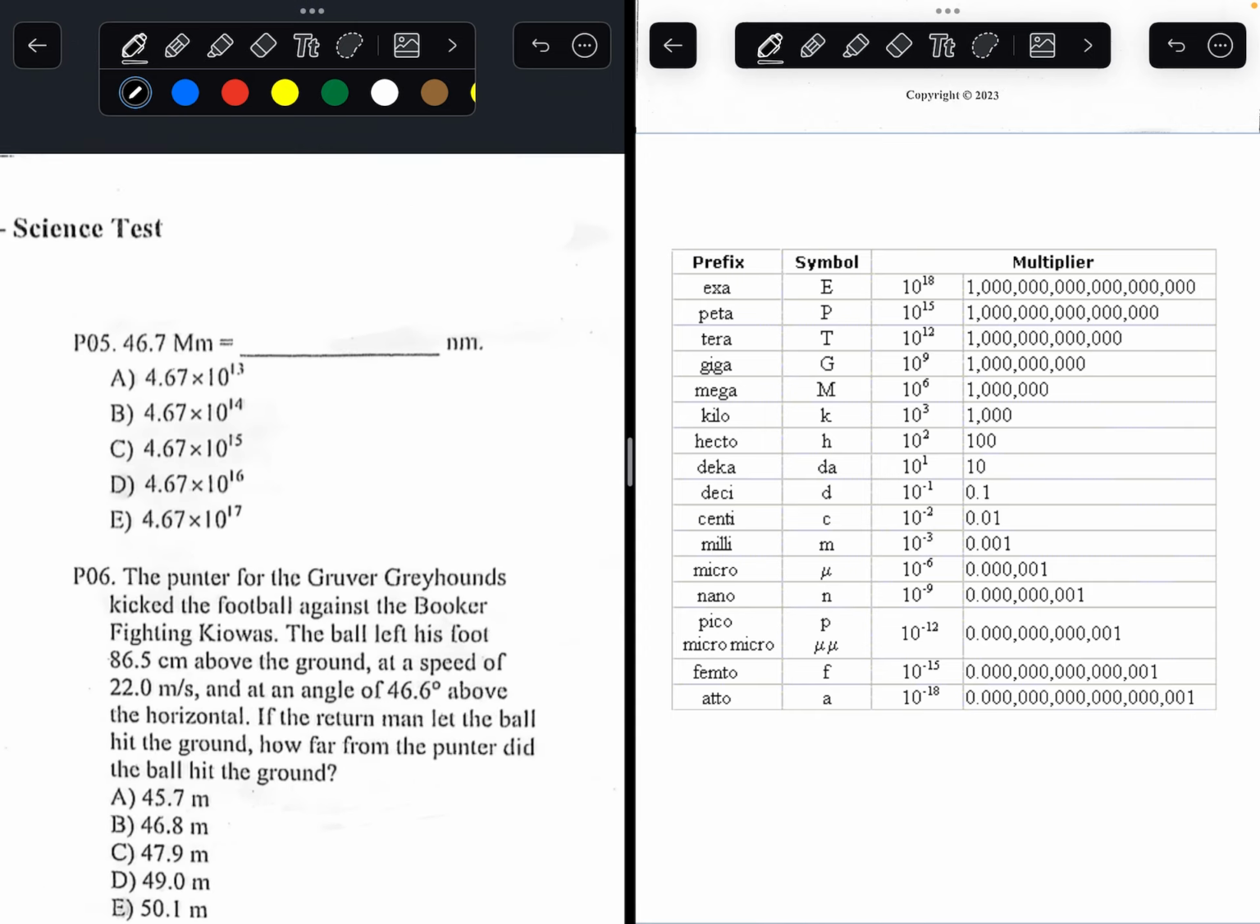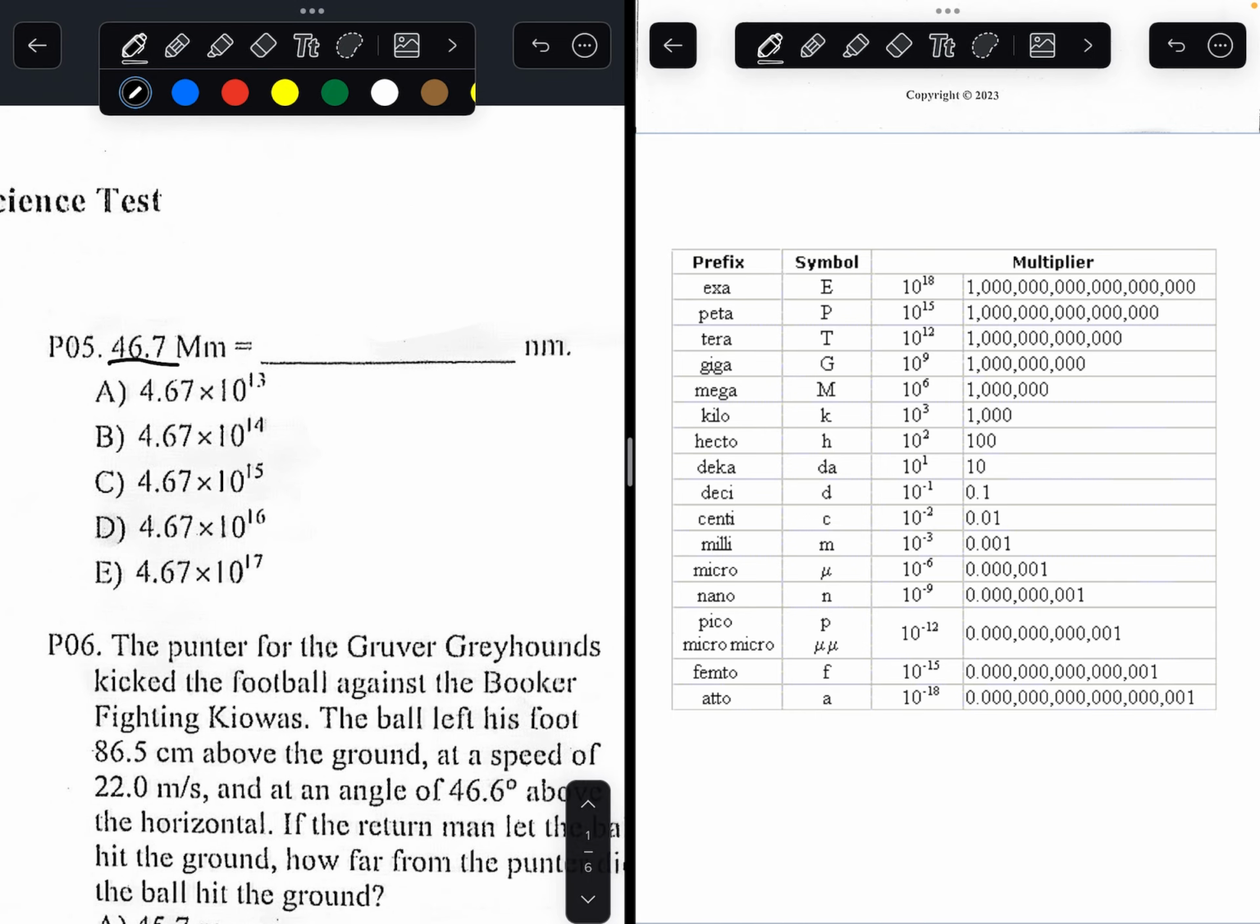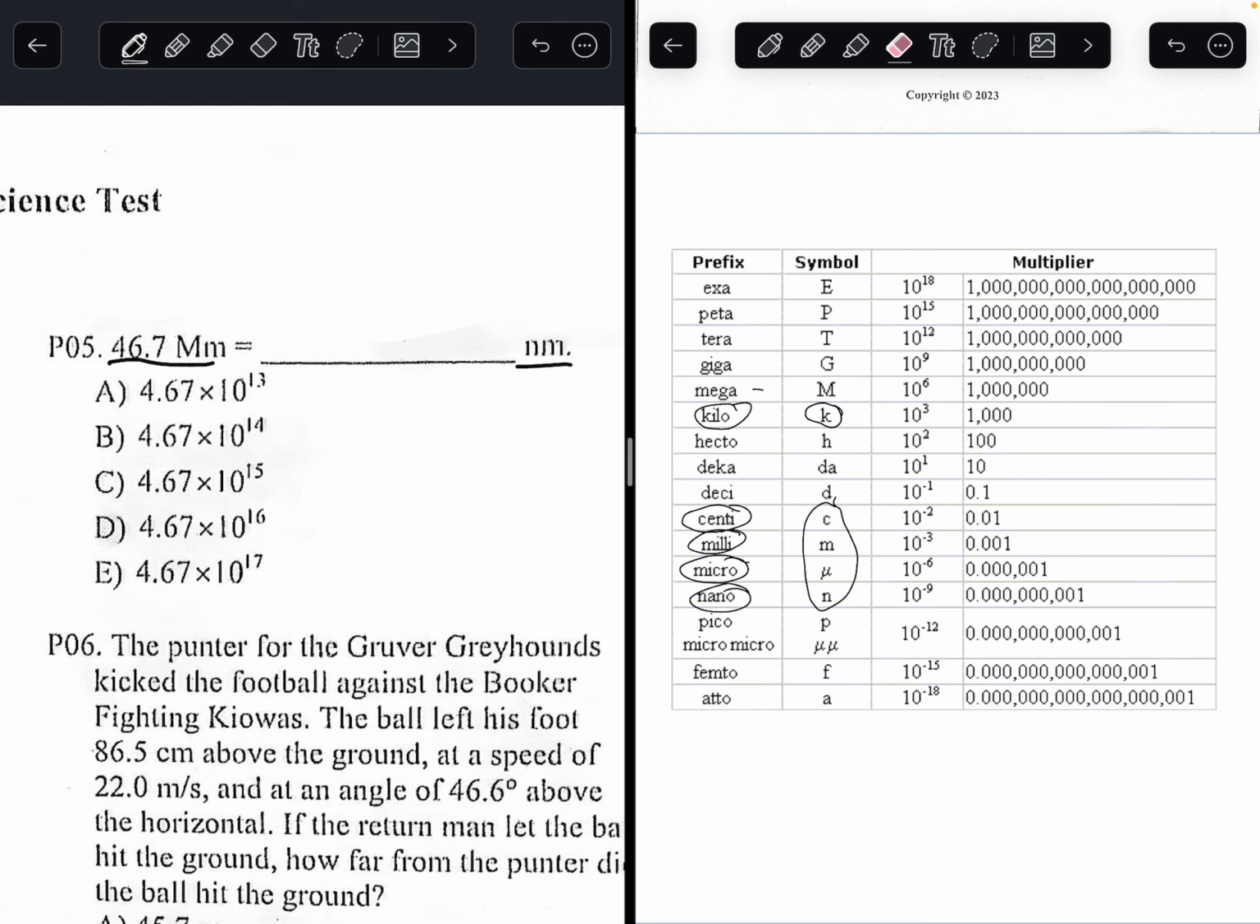Number 5. 46.7 megameters equals how many nanometers? On the right hand side, we have this conversion table where we see all the prefixes that we're going to be using. The most common ones that you will 100% need to memorize for this exam are going to be kilo, centi, milli, micro, and nano. And you will need to memorize the symbols too for these prefixes. But for this question, obviously, we'll need to know what mega is too. So let's just do conversions.